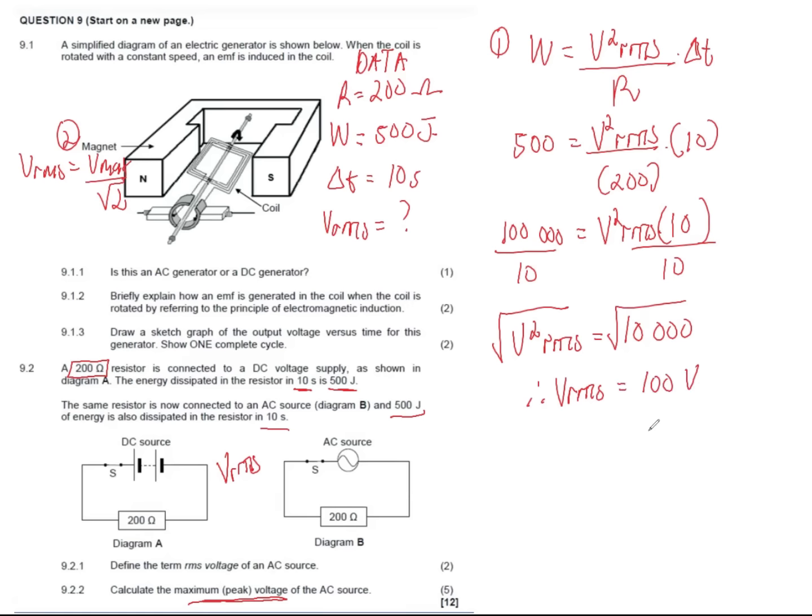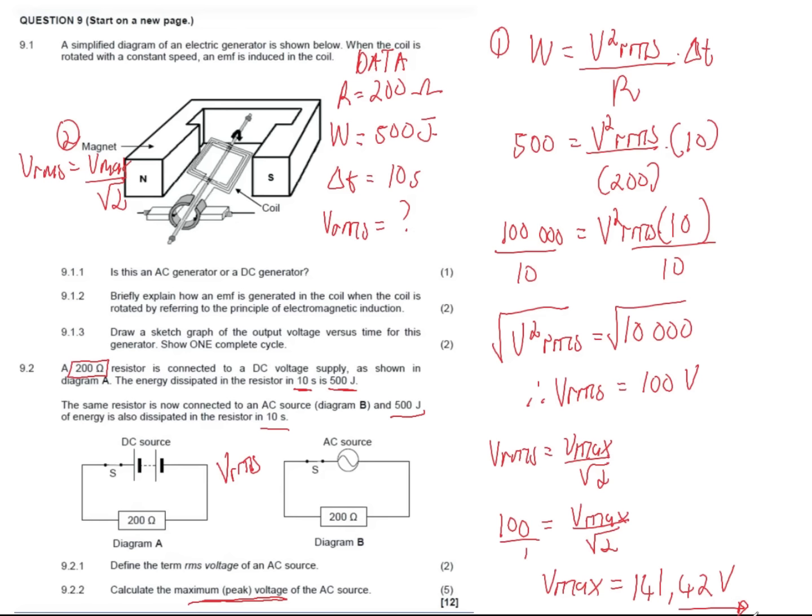But then remember, we are looking for the maximum. So now that's when we use the second formula. VRMS is equal to Vmax over root 2. And then there we go, 100 equals Vmax over root 2. Then cross multiply this. Then our Vmax is equal to what? 141.42 volts. There we go, 5 marks.